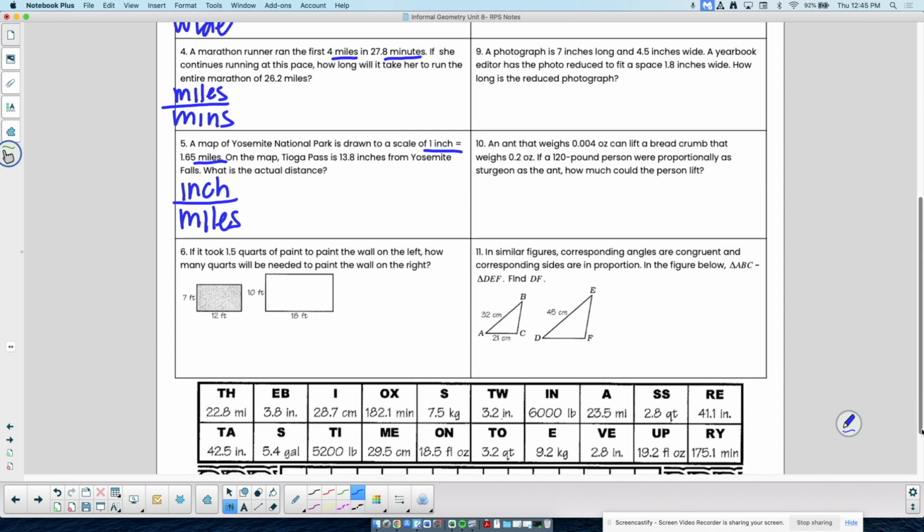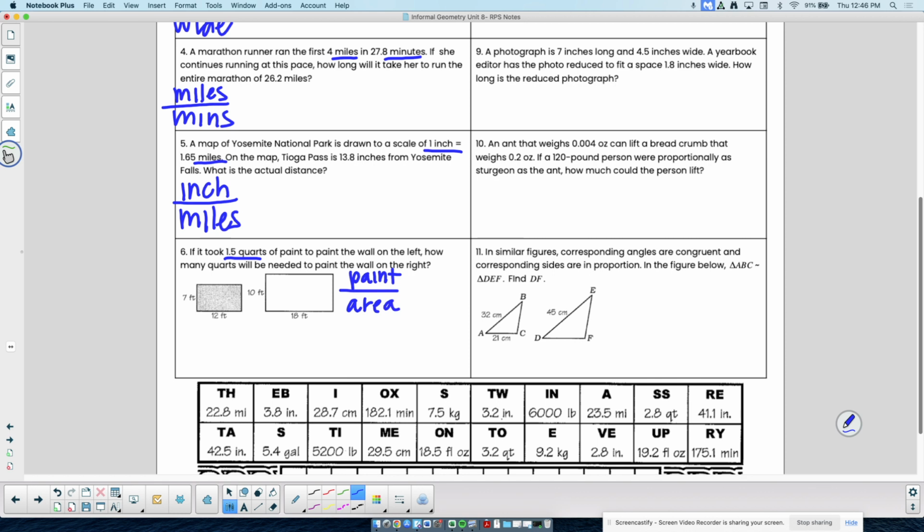Number 6, if it took 1.5 quarts of paint to paint the wall on the left, how many quarts will you need to paint the wall on the right? We are going to do this one together because it's weird. So we're really comparing the area to how many quarts of paint. So I'm going to write that right here, paint to area.